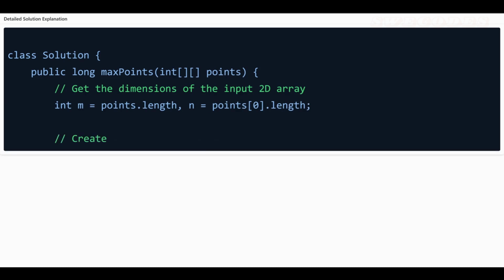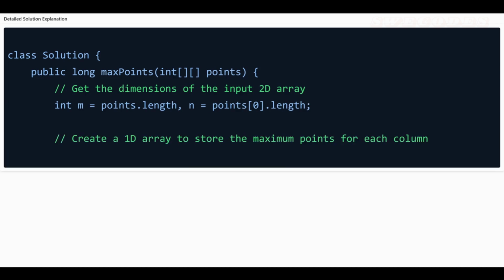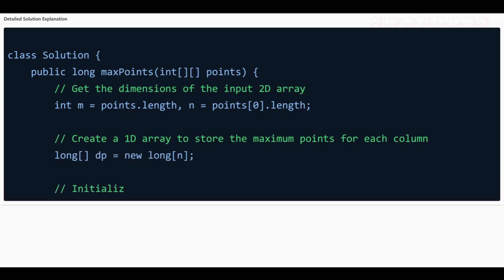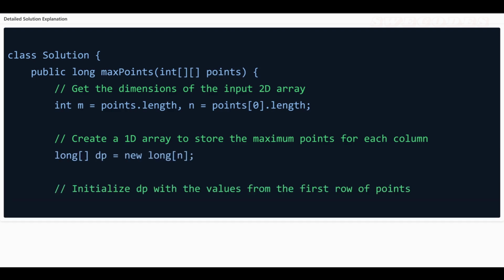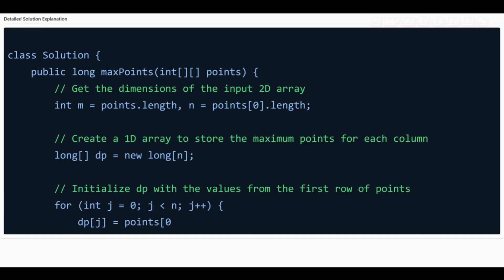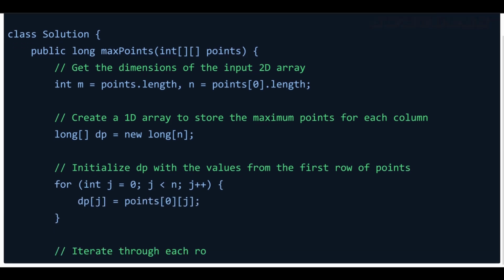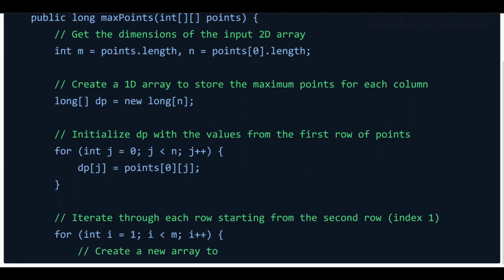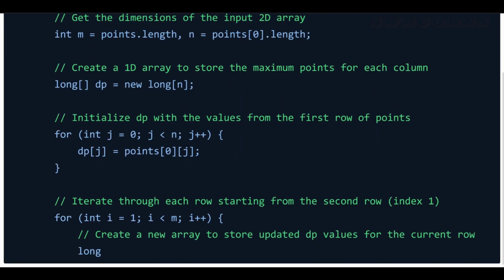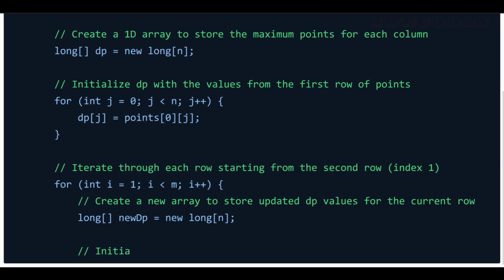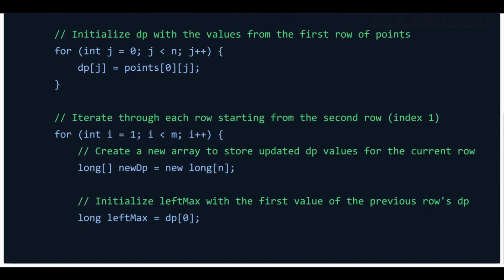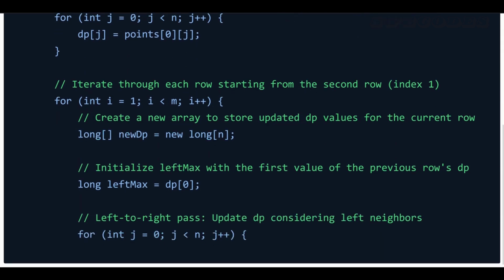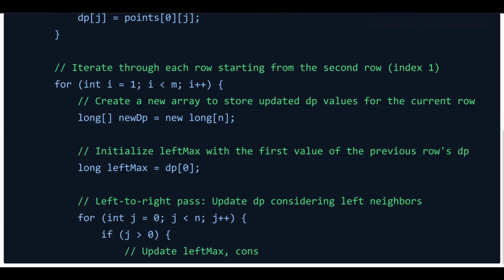Imagine you're playing a game on a grid of numbers, and you're trying to find the highest score you can get. Here's how it works. We start at the top row of the grid. We write down those numbers as our starting scores. Then, for each row after that, we do something clever. We look at it twice. First, we go from left to right. We're thinking, what's the best score I could have if I came from the left? Then we go from right to left, asking, what if I came from the right instead?